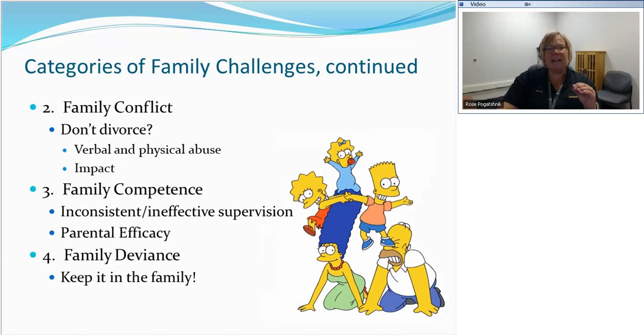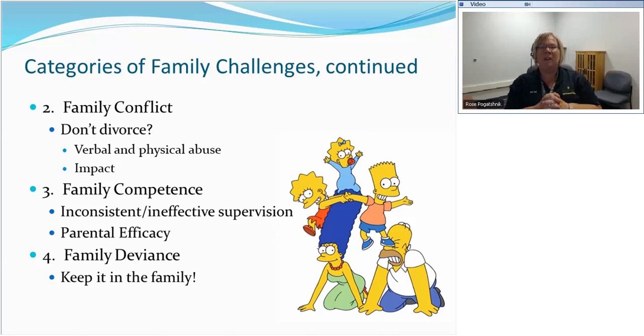All right, so the second category is family conflict. Let's say the parents don't divorce. We know all the risks that divorce causes, and I can't tell you how many times I hear parents say, well, we're staying together for the kids. Now, I get that. However, when they don't divorce, sometimes that leads to both verbal and physical abuse, and that can also negatively influence the child.